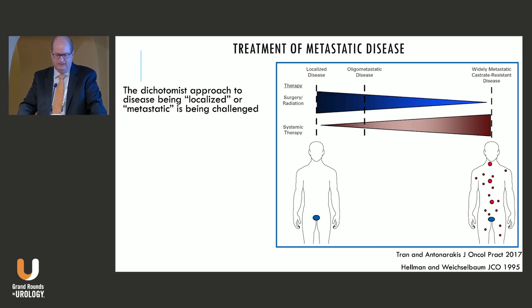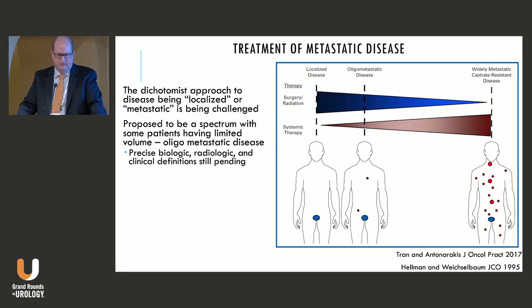And that whole idea is now being challenged. Local treatments, surgery or radiation, took predominance on the left and had minimal or no role on the right, whereas systemic treatments had minimal role on the left and a growing role on the right. Now there's been the suggestion that maybe there is an intermediary state of oligometastatic prostate cancer, or oligometastatic cancers in general.